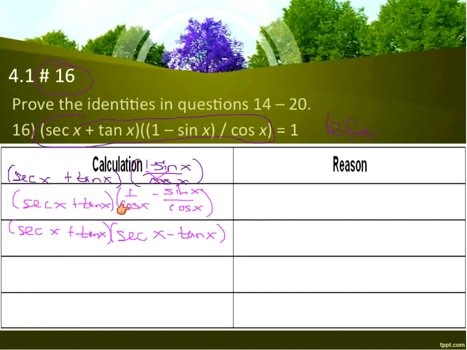So I've changed my 1 over cosine into secant, my sine over cosine into tangent. Now, before I go any further, because normally at this point we would say, hey, let's make it all sine and cosine, let's think about this. This is 2 terms times 2 terms, right? This is like if I had an x minus 1 times an x plus 1. My first term is the same, I have an x and an x. My second term is almost the same, but one's a positive, one's a negative.